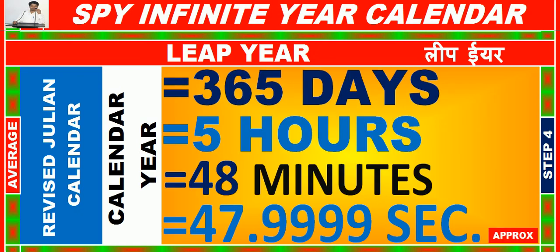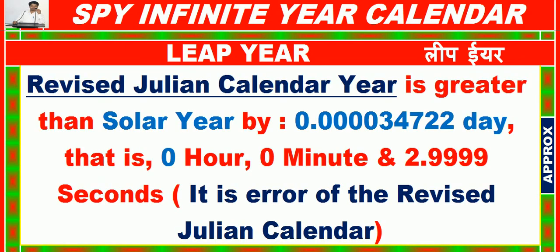Average revised Julian calendar year is equal to 365 days, 5 hours, 48 minutes, and 47.9999 seconds. Revised Julian calendar year is greater than solar year by 0.000034722 day, that is, 0 hours, 0 minutes and 2.9999 seconds. It is the error of the revised Julian calendar.